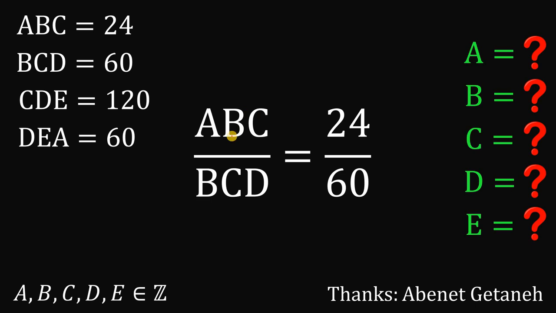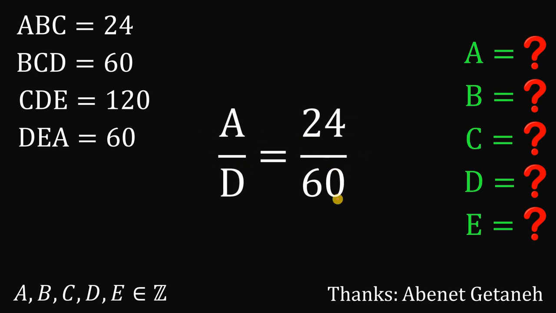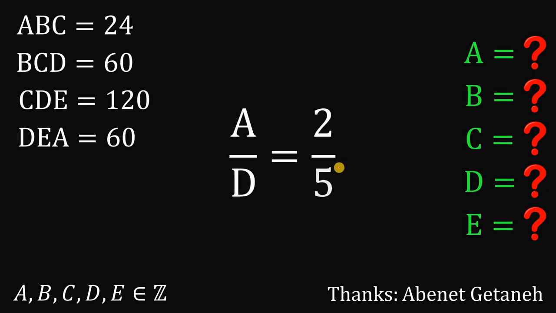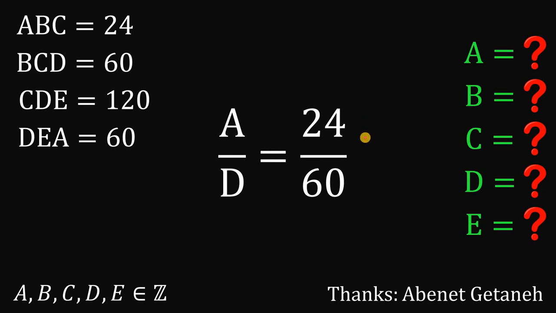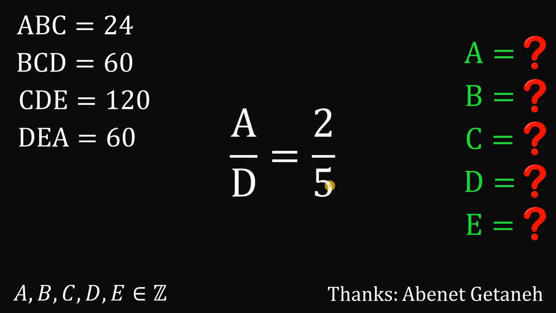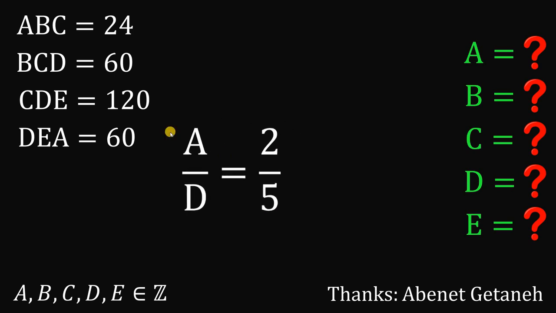Now from here, we can cancel out B and C on the numerator and denominator. So this will result to A over D. Now, 24 over 60, we can simplify this as 2 over 5. So, 24 and 60 are divisible by 12. So, let's divide both by 12. Thus, this will result to, as we saw a while ago, 2 over 5. Next, let's set aside this result.